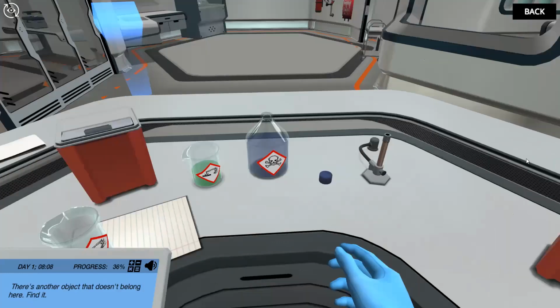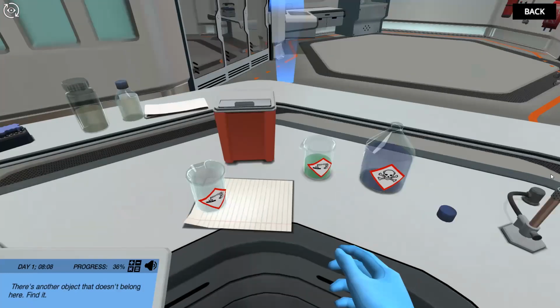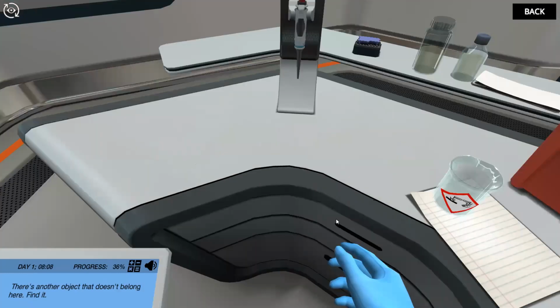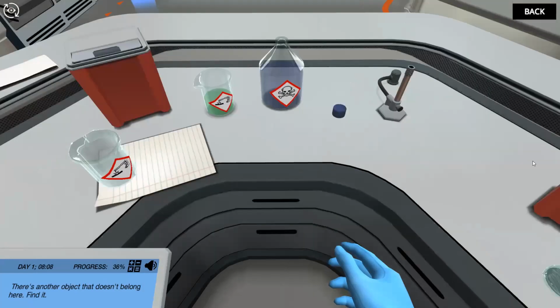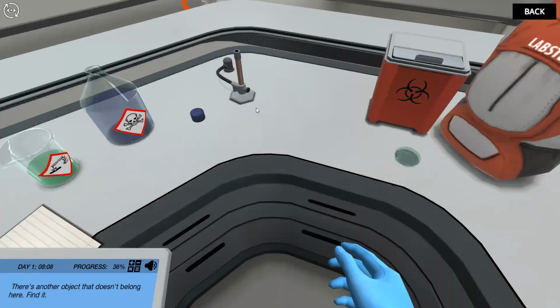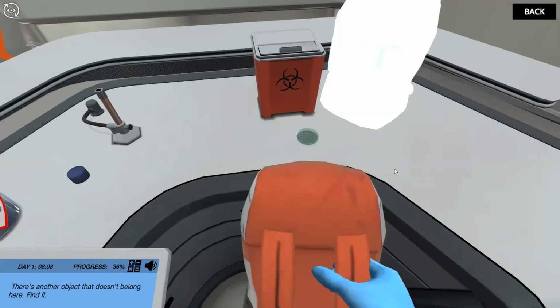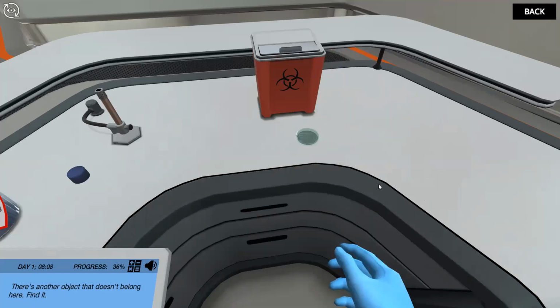Another object that doesn't belong here. Find it. I do not see it. But do you see it? Oh, yeah, that. Exactly. Personal equipment is not supposed to be placed on workbench surfaces. Could you imagine what would happen if this backpack caught fire?